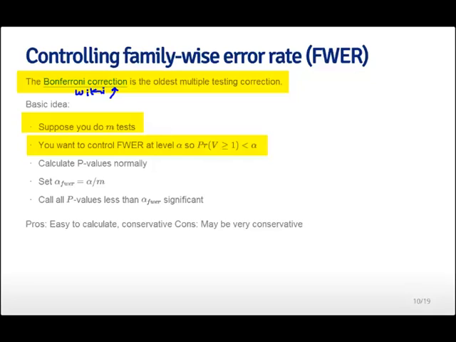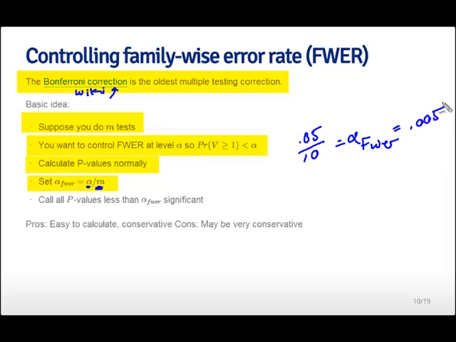We can calculate all the p-values normally, and then take the alpha level that we originally had for a single hypothesis test and divide it by the number of hypothesis tests that we performed. In other words, if alpha is 0.05 and the number of hypothesis tests is 10, then 0.05 divided by 10 is equal to 0.005. So then we get this new alpha level, and if we call all p-values less than this new alpha level significant, then that will, on average, control the family-wise error rate.